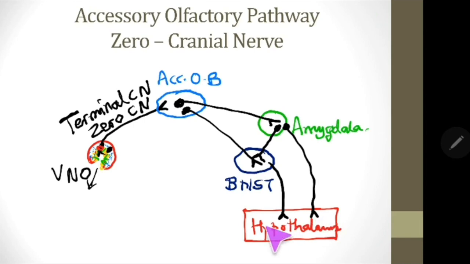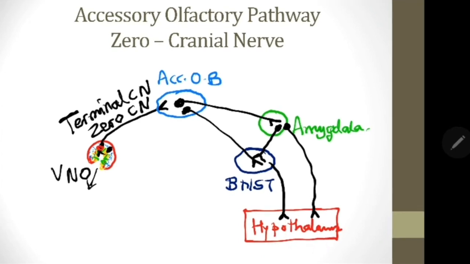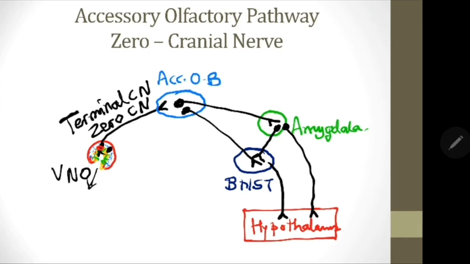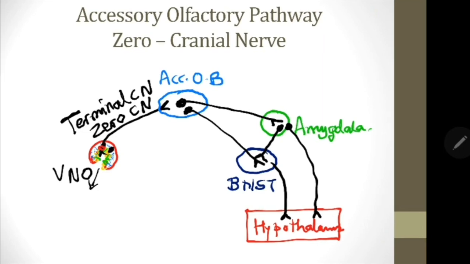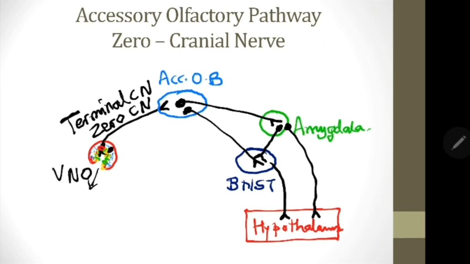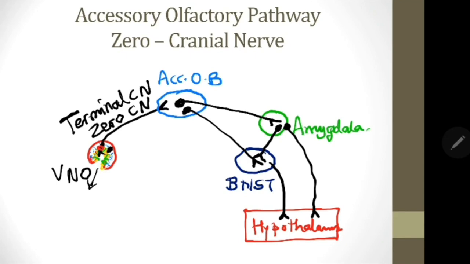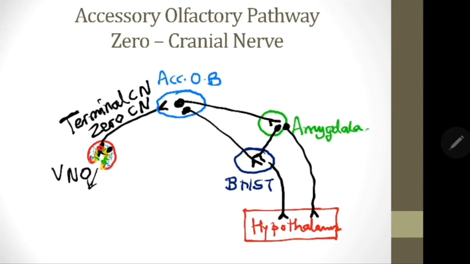Now, because the hypothalamus is a major neuroendocrine center, in response to this stimulus it starts secreting gonadotrophins. And it's through this response of the gonadotrophin neuroendocrine system that the animal or the person starts behaving according to the hormones being liberated. So that is about the accessory olfactory pathway.